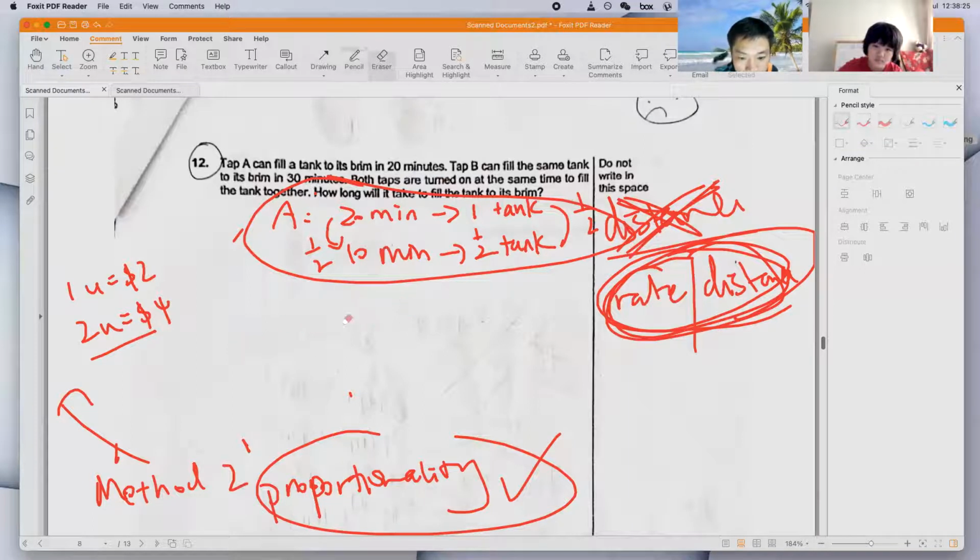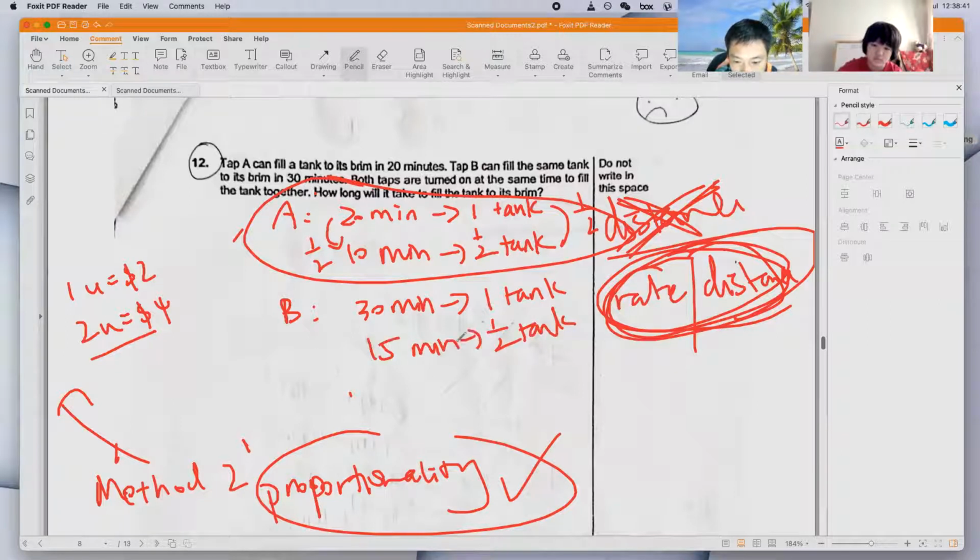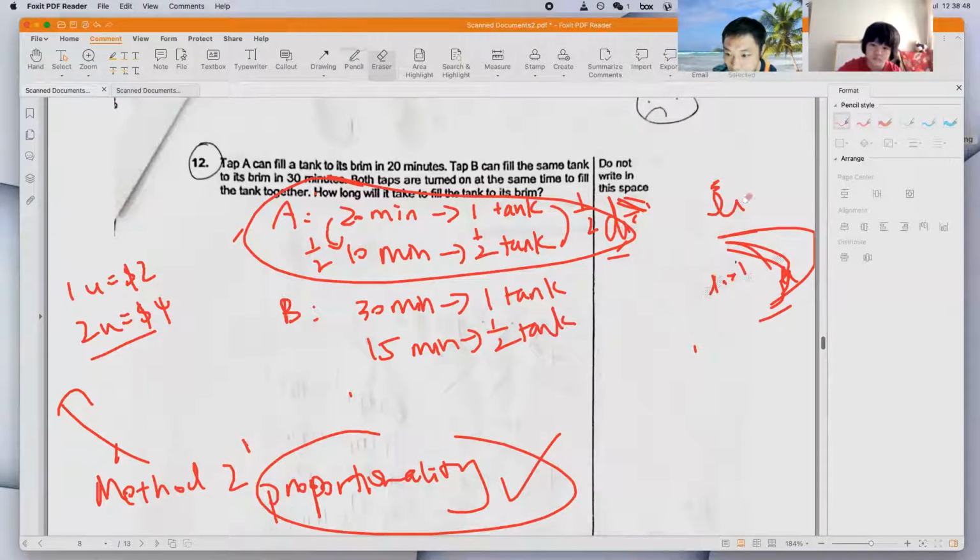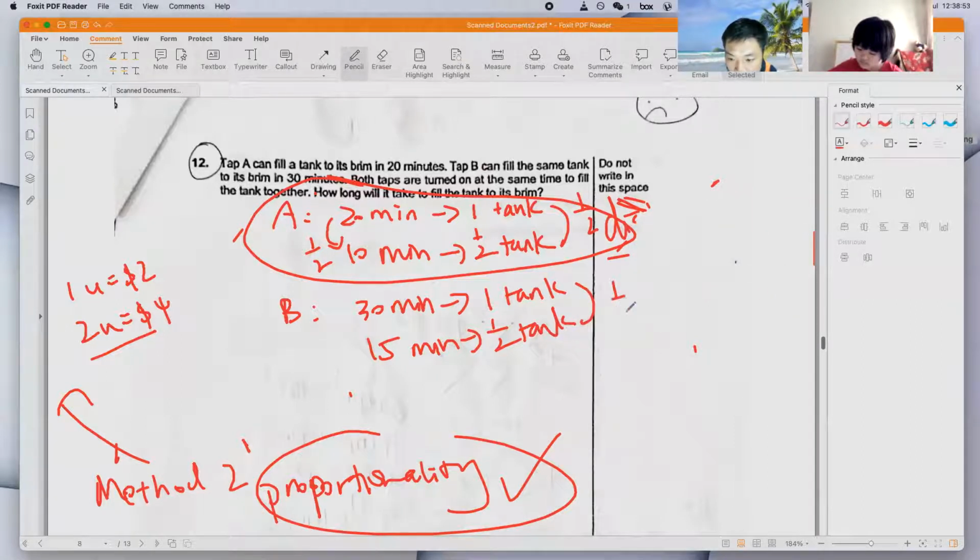Okay, let me continue. Next, tap B can fill the same tank in 30 minutes. Very good. So B, 30 minutes, one tank. So half a tank, 15 minutes, right? Proportionality once again. So over here, the job done is half. So therefore, the time taken also should be half.